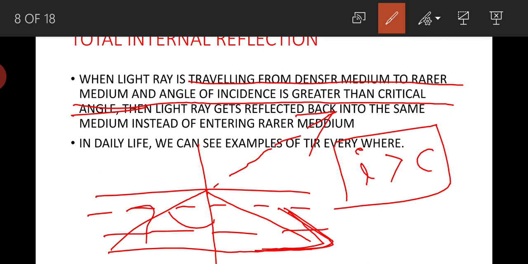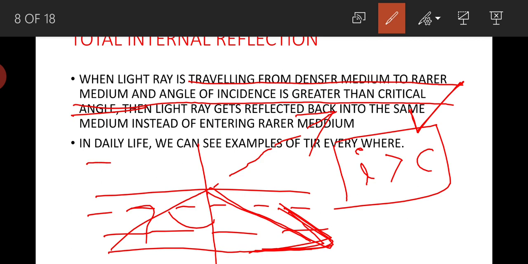This phenomenon is nothing but total internal reflection. So for total internal reflection there are two conditions. The first condition is that the light ray should travel from a denser medium to a rarer medium, and the second condition is that the angle of incidence i should be greater than the critical angle C. In this case the light ray will not enter into the rarer medium, whereas it will get reflected back into the same denser medium. This is called total internal reflection.